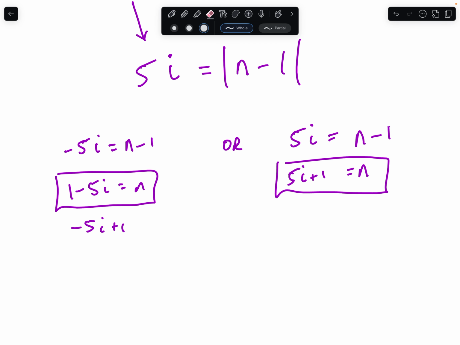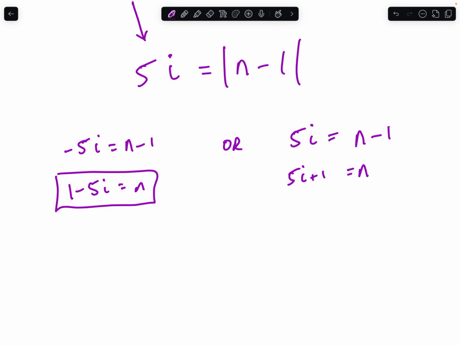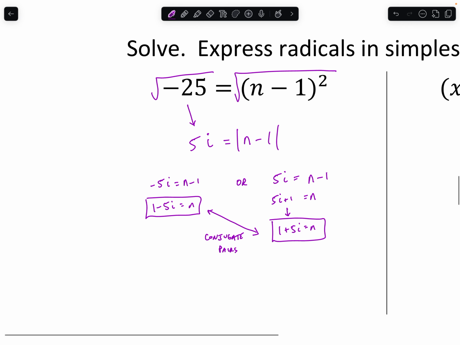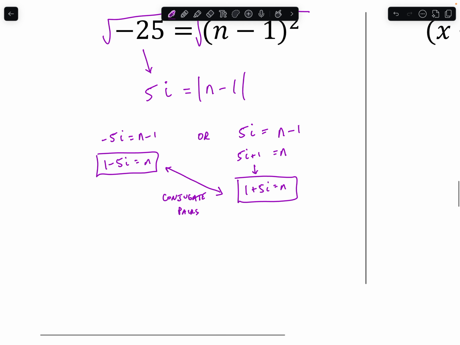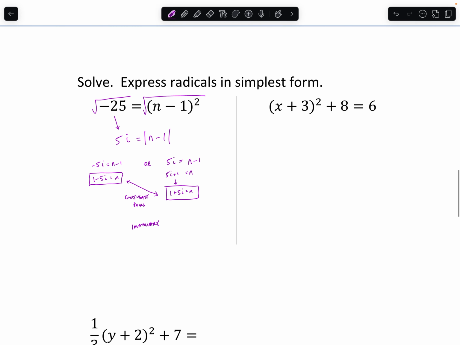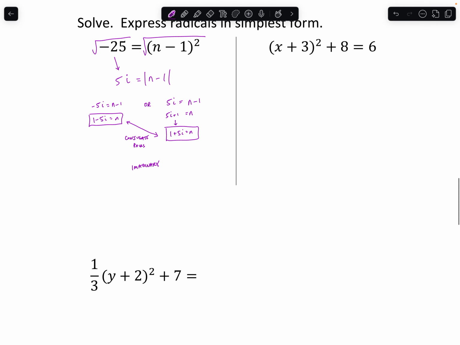So let's rearrange this one as 1 plus 5i. Then you can see that they're conjugate pairs. 1 plus 5i, 1 minus 5i, conjugate pairs. That's going to be a thing for us. We'll talk about that later. And by the way, these are imaginary, or we can call them complex. All right. Let's finish these in class.